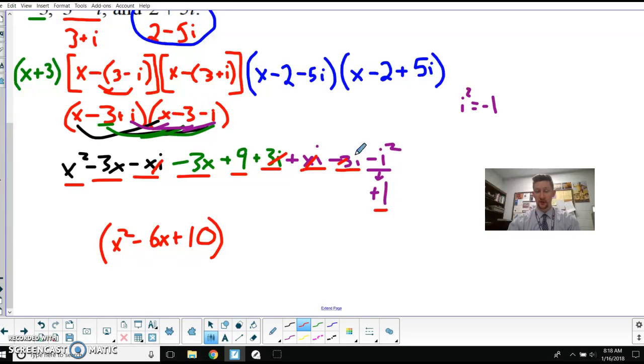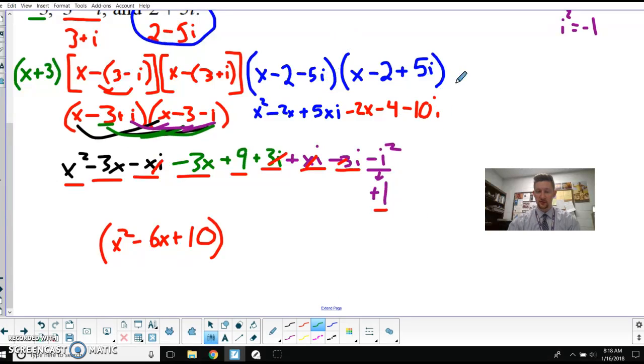Okay. Now I'm going to do the same thing with the expressions that are in blue. Give me a moment to clear a little bit of space. Okay. So in blue, when I FOIL, I'll do this a little bit quicker. I'm going to take x times that, all three. So I got x squared minus 2x plus 5xi. Okay, that was distributing x. Then I've got negative 2x minus 4 minus 10i. So that's distributing the negative 2.